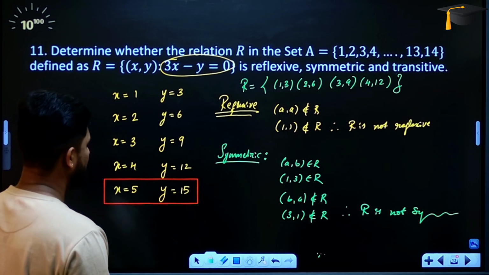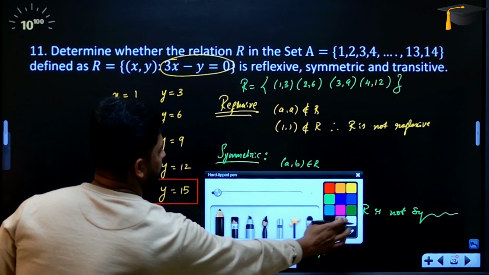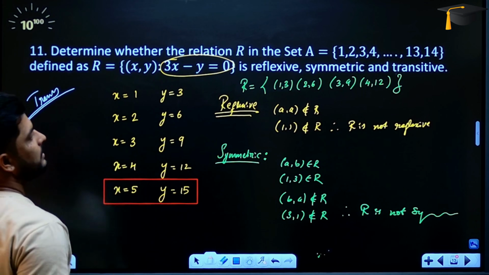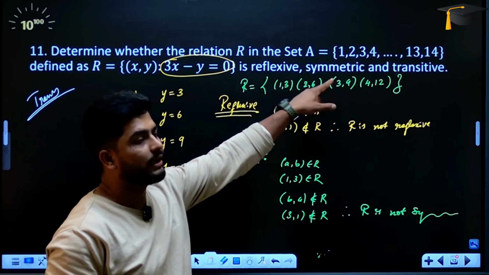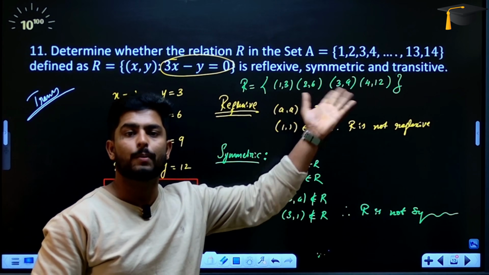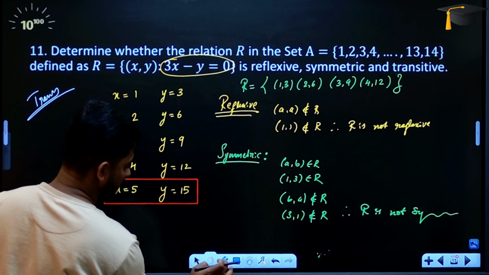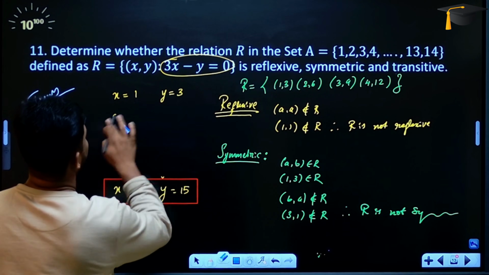Okay, and the last one, transitive. So transitive, I'll write somewhere here. So look at this. 1 comma 3 is there, 3 comma 9 is there, right? But we don't have 1 comma 9. So that's why it is not transitive. So let's take that example. Okay, I'll just rub this part so that we will get some space for us to write.